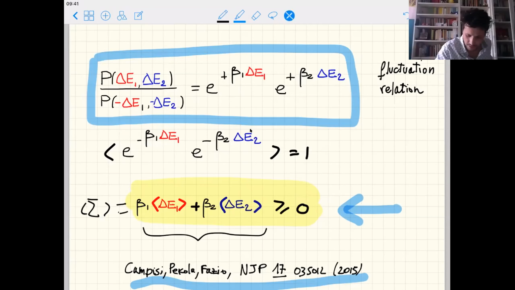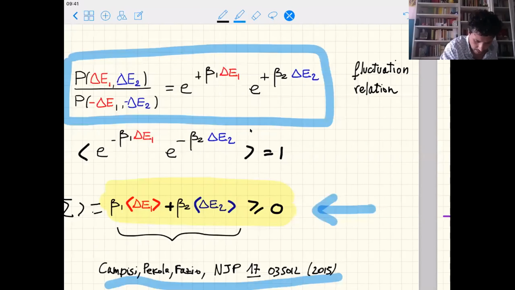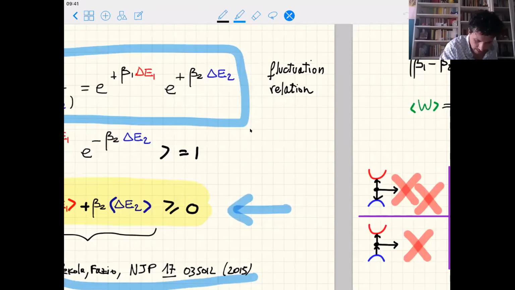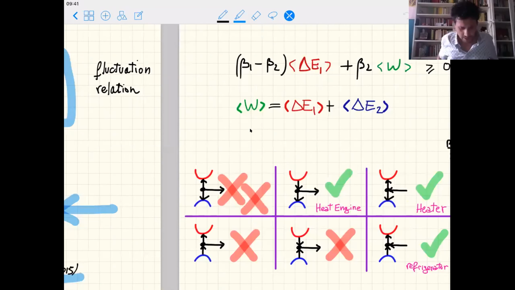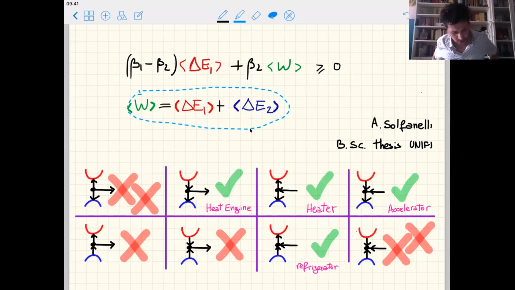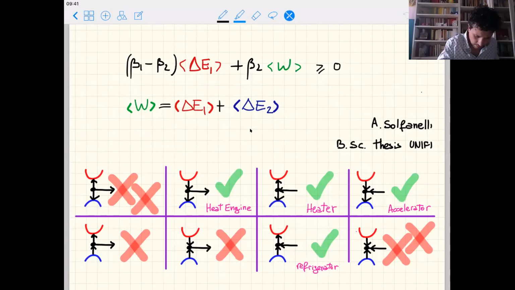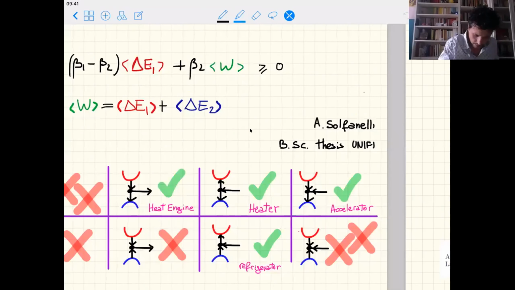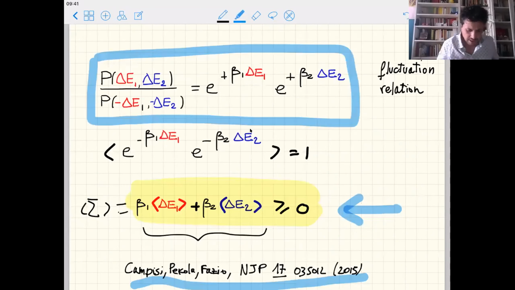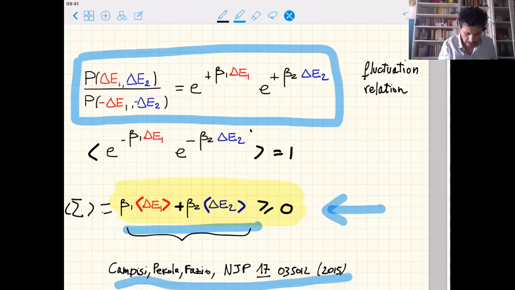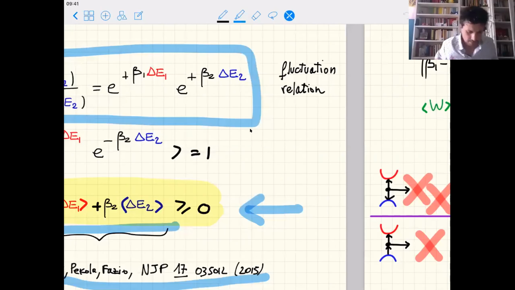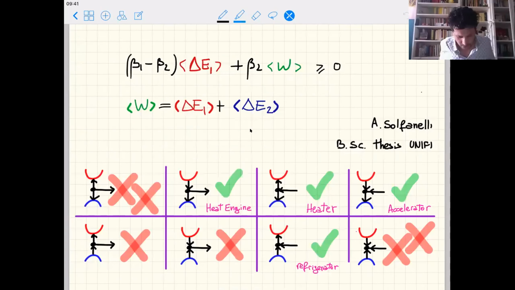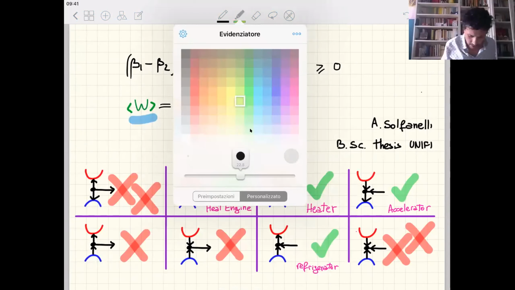If you combine that inequality with the fact that the change in energy in your system plus the change in energy in your reservoir is nothing but the energy that you have put in during the driving, basically you see that out of the 8 possible combinations for the signs of these 3 quantities, which define the operation of your engine, only 4 survive, which are the heat engine here, which you all are very familiar with.